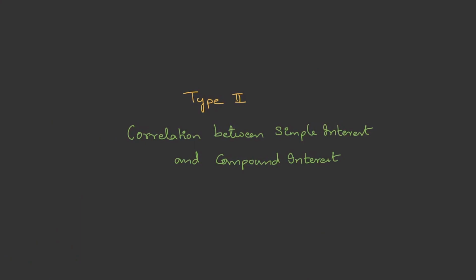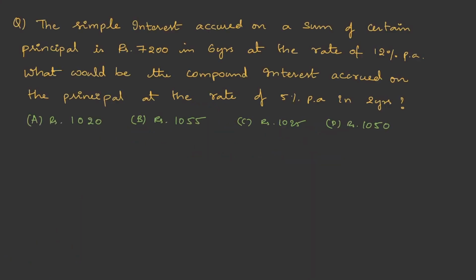Now let's get into type 2 questions, that is based on correlation between simple interest and the compound interest. To understand this, let's solve a problem. The simple interest accrued on a sum of certain principal is rupees 7,200 in 6 years at the rate of 12% per annum. What would be the compound interest accrued on the principal at the rate of 5% in 2 years? So here you can clearly see they gave simple interest, from that we got certain amount.